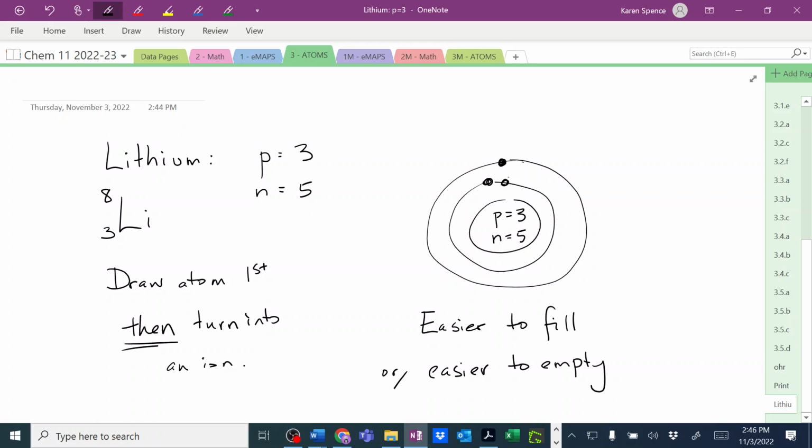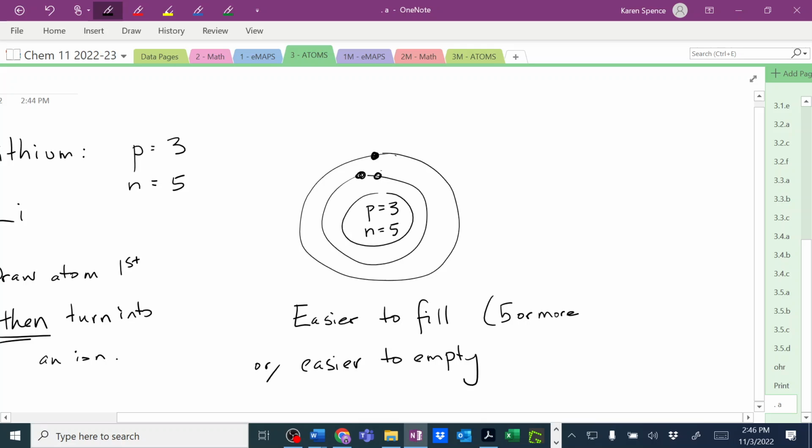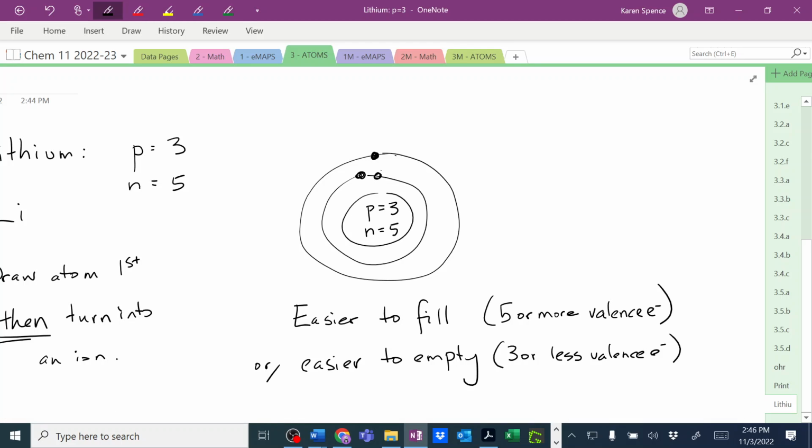And the answer to that is anytime you have 5 or more valence electrons, it's going to be easier to fill, right? Because you're closer to 8. Anytime you have 3 or less valence electrons, it's going to be easier to empty because you're closer to empty than to 8.